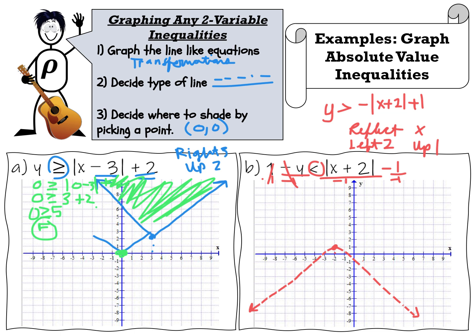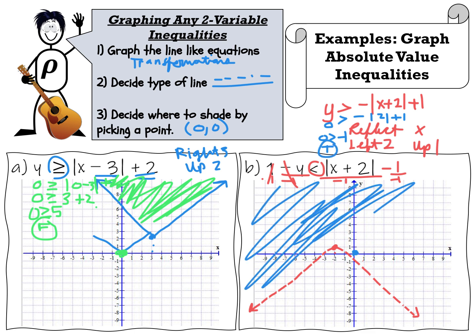But I need to figure out where to shade, so I'm going to pick a point not on the line. I can still pick the point 0, 0 because it is not on the line. You can put it into the original or into your changed one. It doesn't matter. 0 greater than negative absolute value of 0 plus 2, which is 2, plus 1. So I have 0 greater than negative 2 plus 1, which is negative 1. This is a true statement. So therefore, I'm going to shade on top of that point, which is like the sky of the mountain.